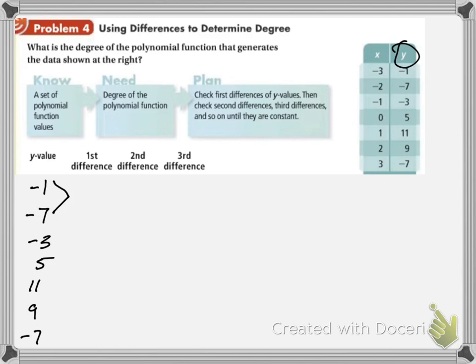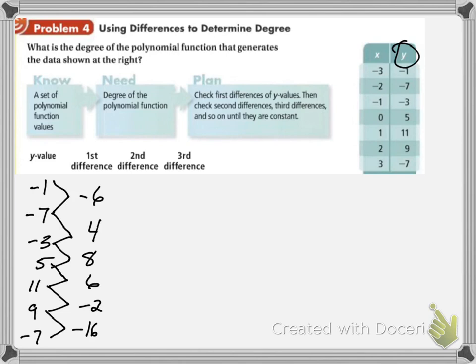So negative 7 minus negative 1 is really negative 7 plus 1, which gives me negative 6. Then we do this one: negative 3 minus negative 7, which is positive 4. This one, 5 minus negative 3, which is 8. Now this one, 11 minus 5 is 6. 9 minus 11 is negative 2. And negative 7 minus 9 is negative 16. So you want to go always second minus first here.